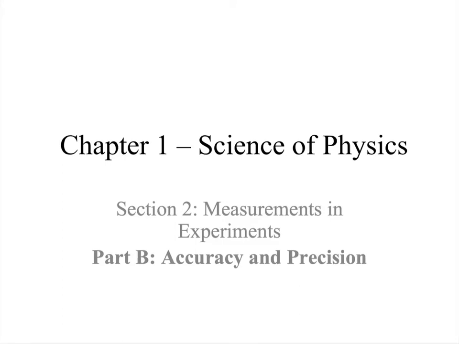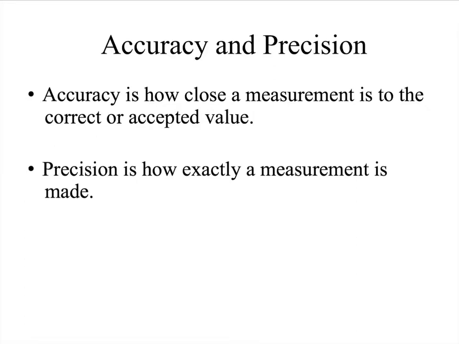Section 1.2, Accuracy and Precision. Today we're going to look at accuracy and precision. First we're going to look at the definitions of the words and what they mean, and then we will look at how it applies to science and why we care.